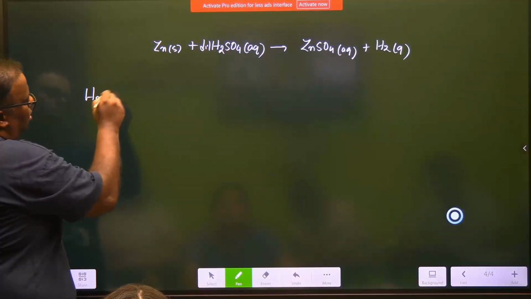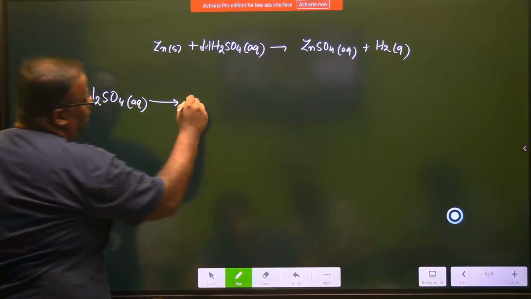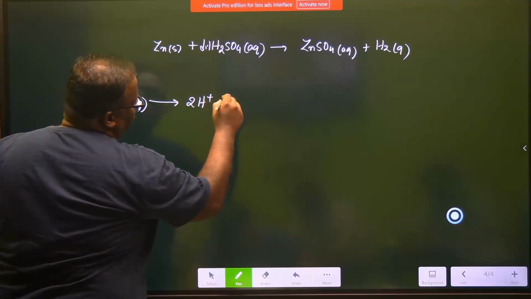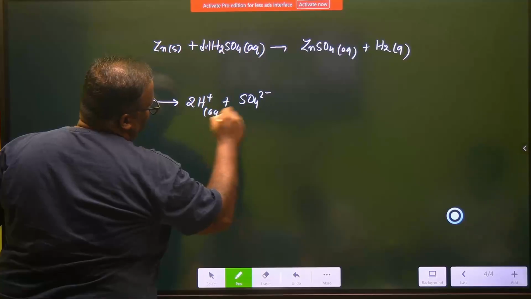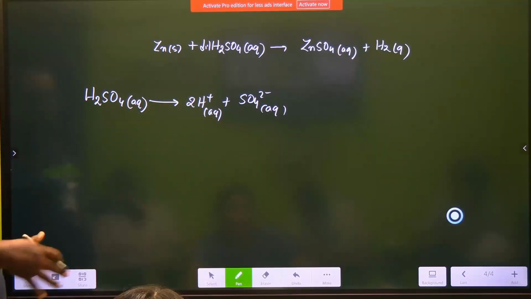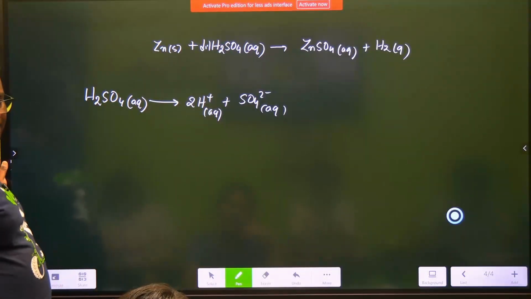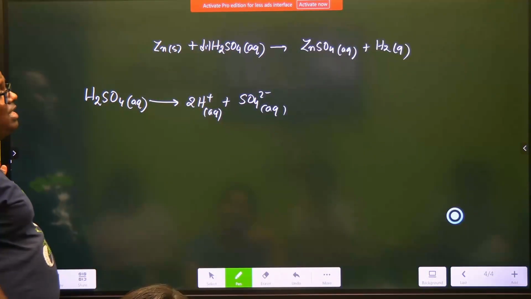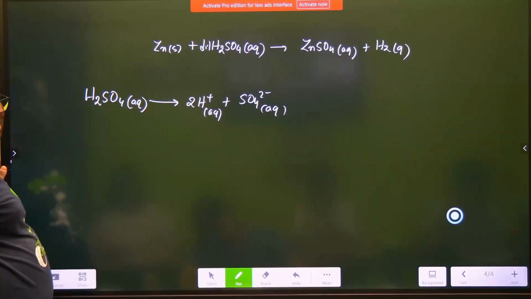H2SO4 in aqueous mode will always split up. It will give 2 ions of hydrogen and SO4 2 minus. Both are aqueous. These are floating. Party कर रहा है पूरा, ठीक है ना? Ions are in aqueous medium. Ions are aqueous means in what state they are? They are in aqueous state. Right? Clear?